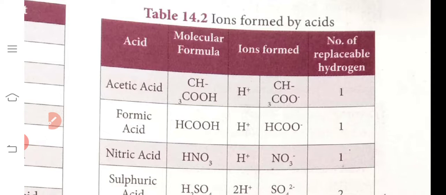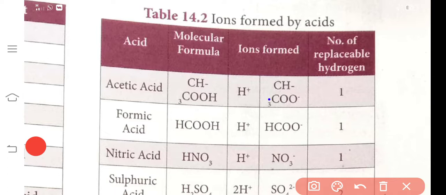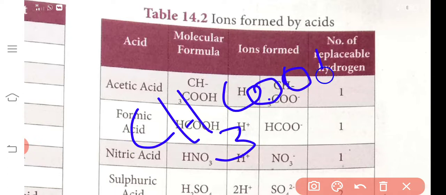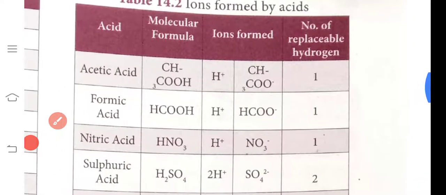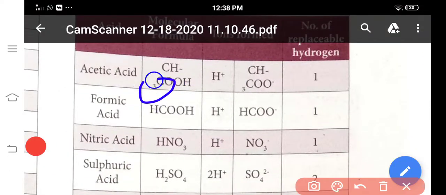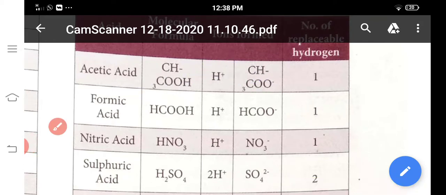The acetic acid formula is CH3COOH. The 3 comes here, after the C: CH3COOH. Correct it in your book. It gives H+ ions and CH3COO- ions, so only one replaceable hydrogen atom.